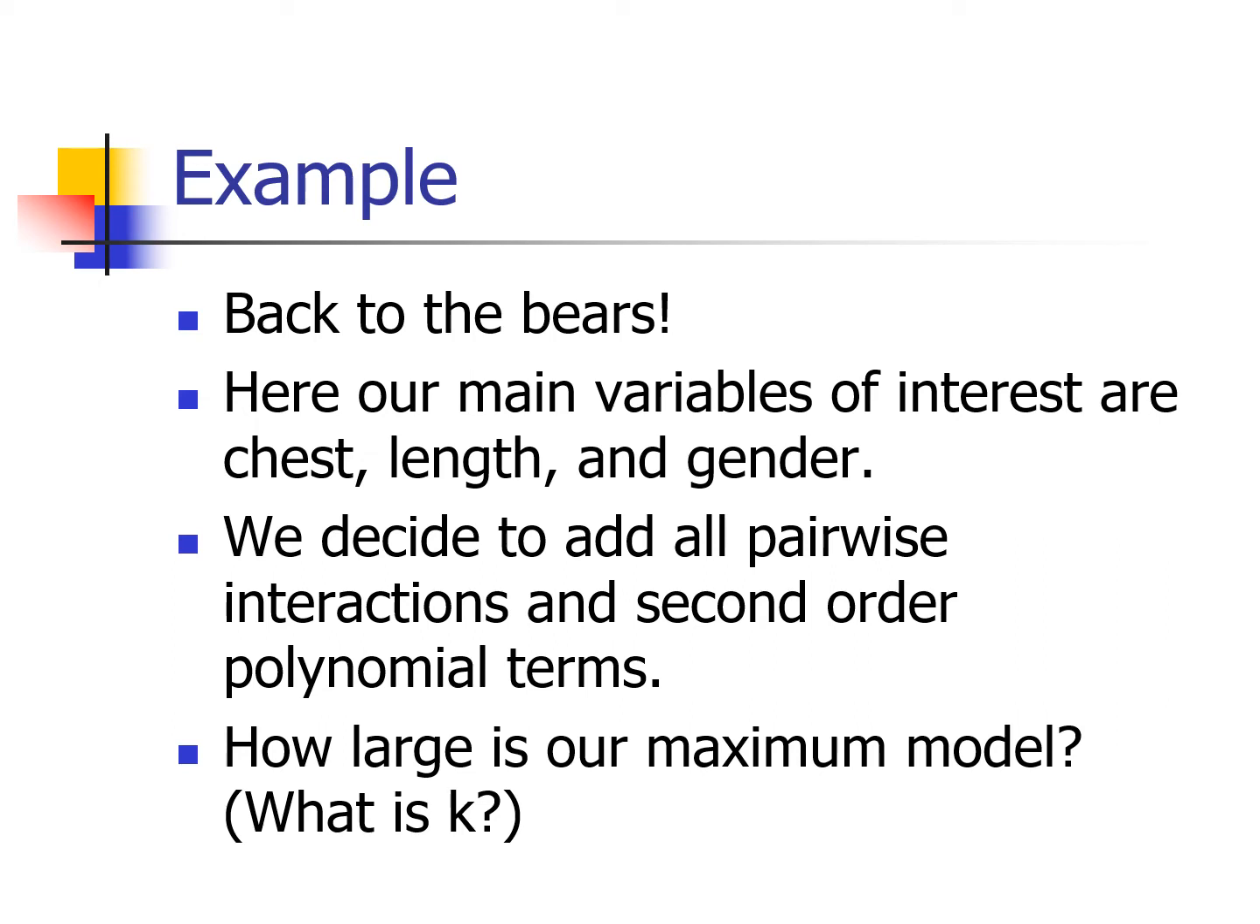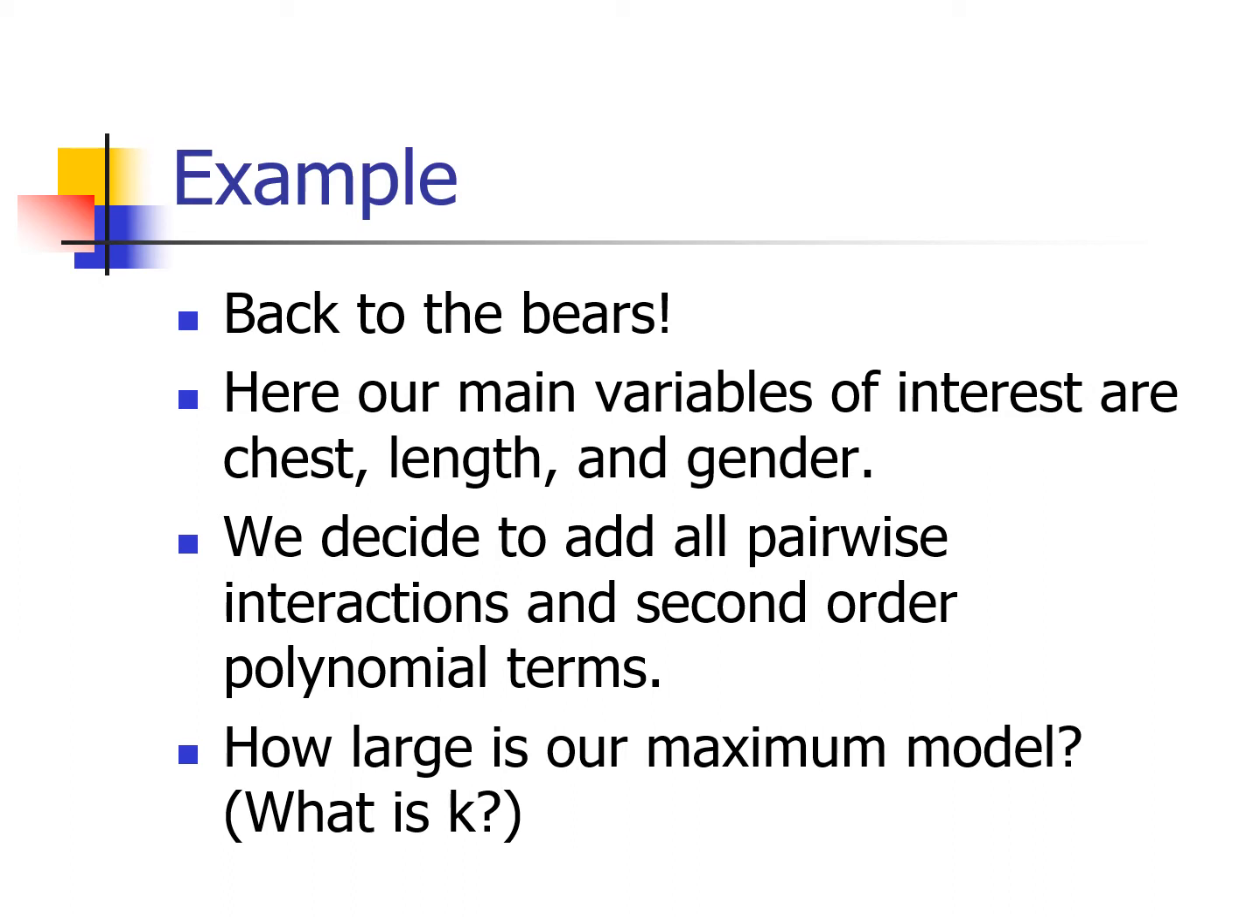So first off, how many pairwise interactions? Well, we have 3 variables, and any pairwise interaction essentially excludes a variable. I could look at the pairwise interaction between chest and length, and that's essentially saying exclude gender. There are 3 variables that could be excluded, so mathematically there are 3 pairwise interactions. Not that hard to enumerate them: chest and length, chest and gender, length and gender. Those are the only ones there are. So 3 pairwise interactions. It might be tempting to say 3 second order polynomial terms, but let's think about that.